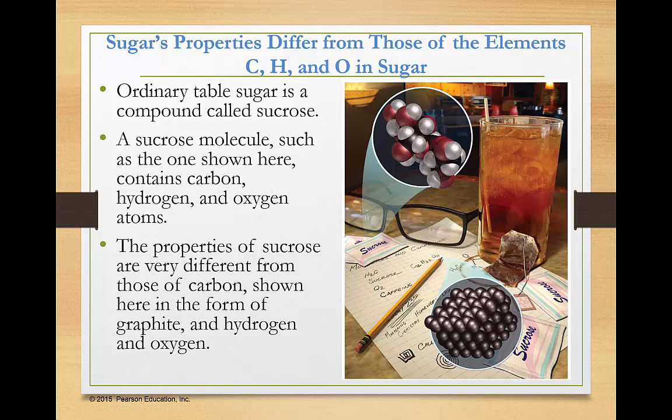So we can see that the structure of this sucrose is very different from carbon in the form of graphite that we show here, or hydrogen and oxygen put together to make a water molecule, for example. So the water in the tea that you see here. You can see by looking at the molecular representations that these are very different. You would expect them to have different properties.